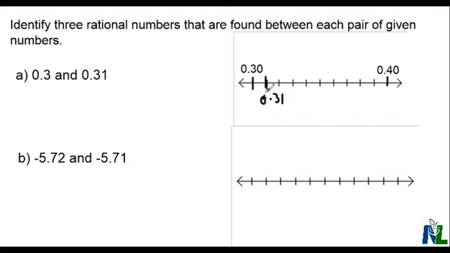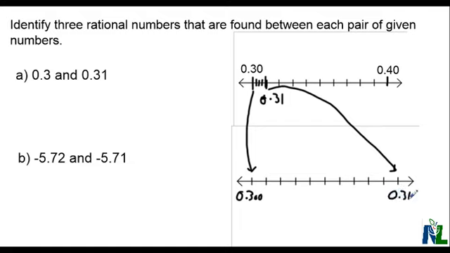Now, you need three numbers that are in between. It may help to expand this space and divide it up into 10 equal spots, which would give you a number line that looks something like this. On one end, we've got our 0.30, but we're going to put another 0 in there because we've broken it up into 10 equal spaces. On the other end, we have a 0.31 with an extra 0. Now it starts to be a little easier to figure out a number that could exist between these two.